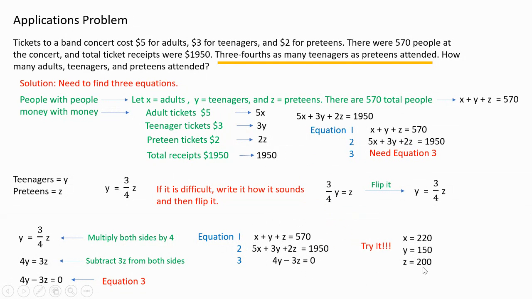And these are supposed to be the answers. They're supposed to be 220 adults, 150 preteens, and 150 teenagers and 200 preteens.